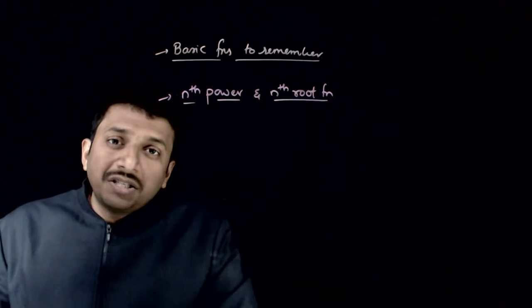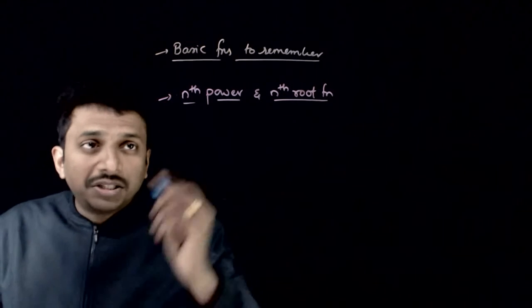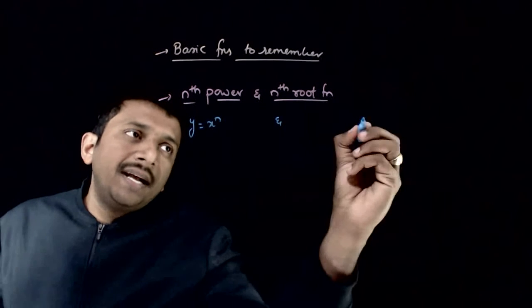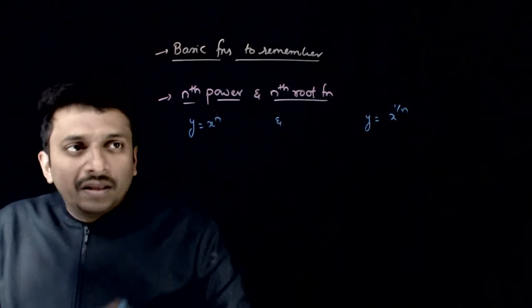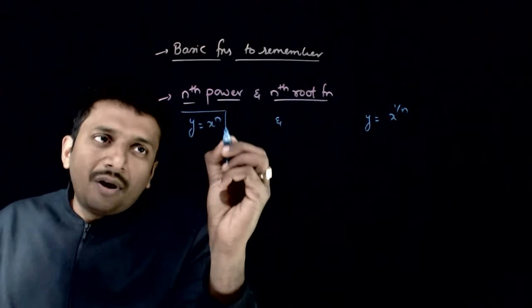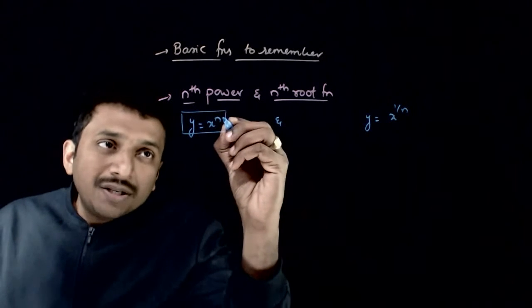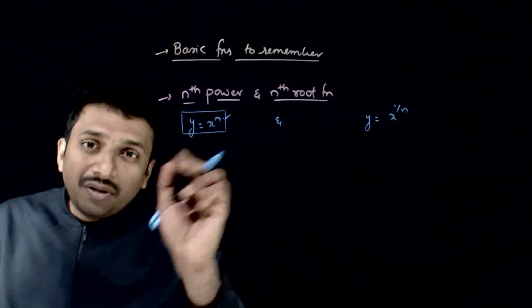So the next type of function that we are going to look at is the nth power and nth root function. So y is equal to x power n and y is equal to x power 1 by n. How does the graph of this function look? The graph of this function depends on the value of n.